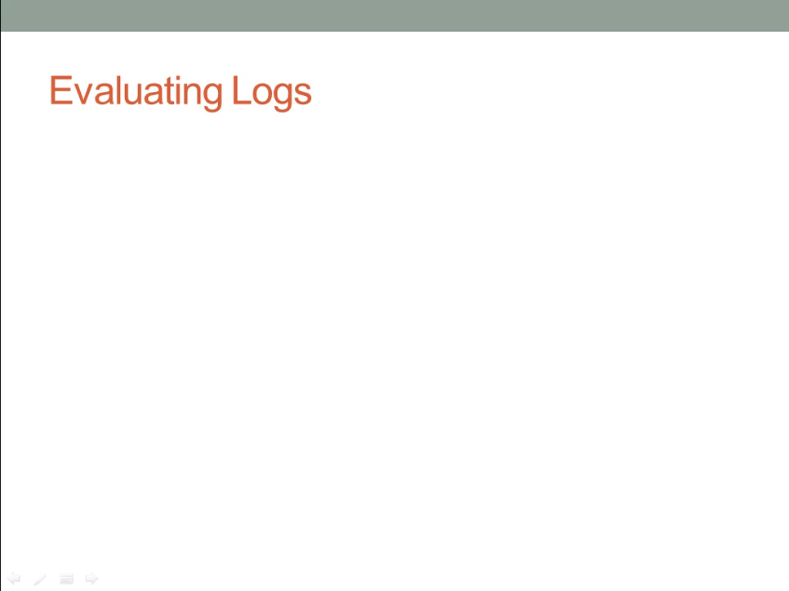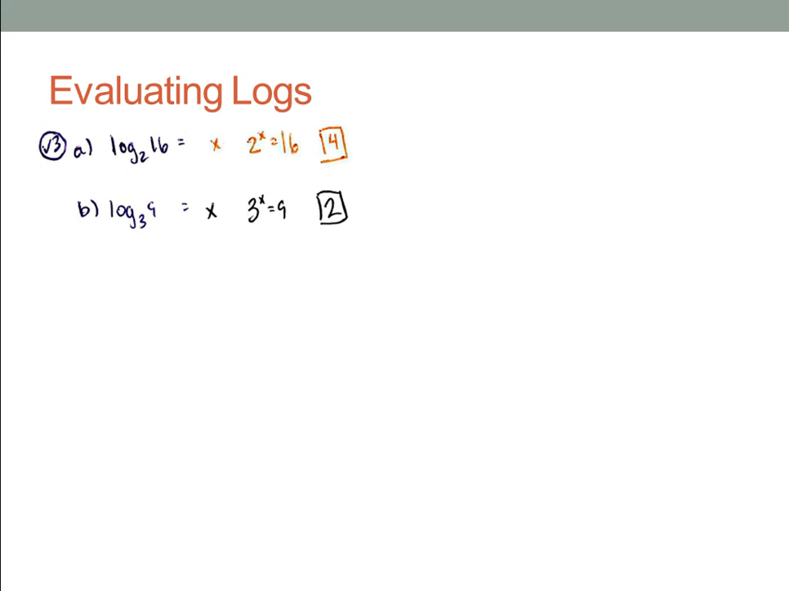So now let's evaluate them. If we're evaluating logs, really we just want to find out what they're equal to. So this log says the 2 log of 16 is equal to what number x? And of course, 2 to the x is equal to 16. Well, I know that if I raise 2 to the 4th power, that is 16. So the 2 log of 16 is actually equal to 4. So the 3 log of 9, or 3 to the what power is equal to 9, of course, we have to raise 3 to the 2nd power to equal 9.